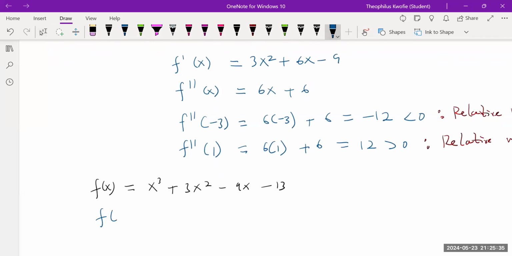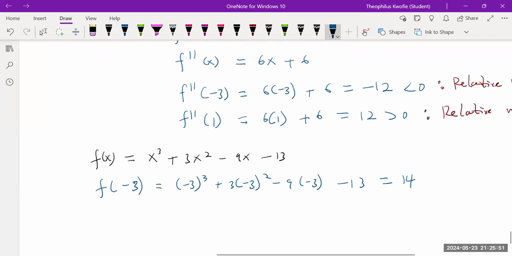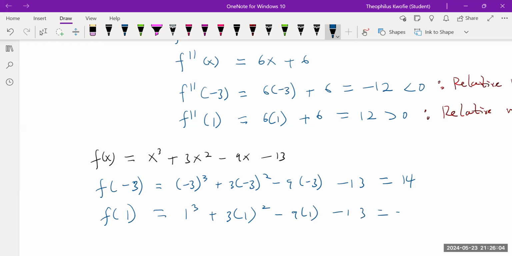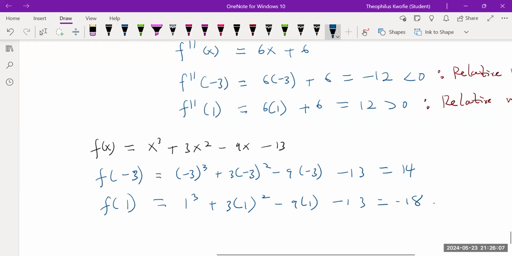Now we need to evaluate this function at the critical values. So at -3, we need to evaluate that, and that should give us what? That should give us 14. And then we also evaluate the same function at 1, okay? And with that, that should give us what? -18, right? That's so good.